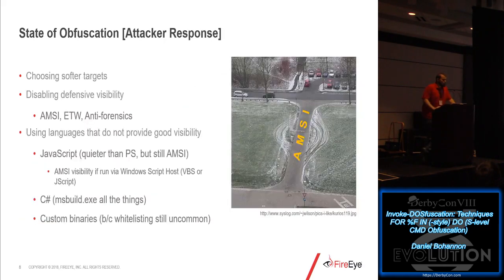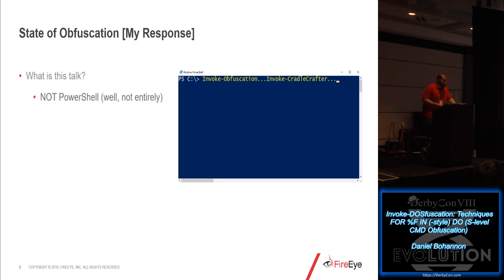They're going to respond in one of several ways. First of all, they can just choose softer targets. No matter how amazing new detections are and new visibility improvements are, it still takes years for people to adopt these things. And so an attacker can just choose a softer target. They can just go straight for disabling these advancements in defenders' visibility, or they can just use languages that don't provide additional inspection visibility like what we see with PowerShell today. And they can just always roll their own custom binaries because application whitelisting is still pretty darn uncommon, even though it's pretty awesome.